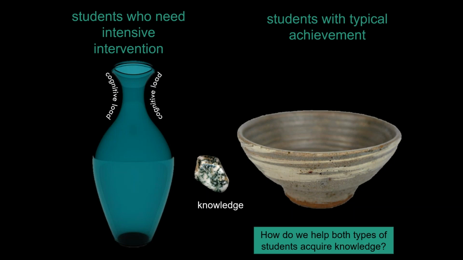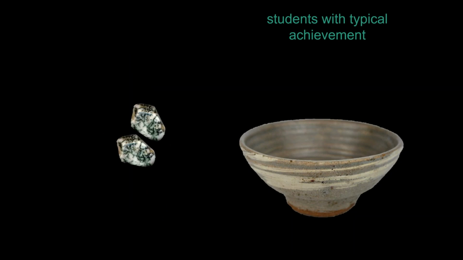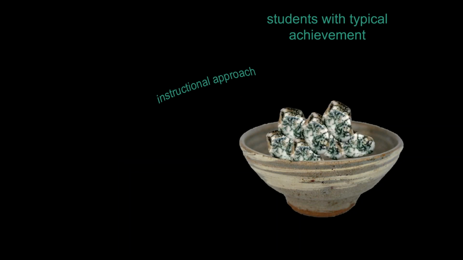And so the question then becomes, how do we help both of these students? In the case of students with typical achievement, we take some examples of these items of knowledge. The instructional approach often is to toss them toward the bowl. In other words, to design an instructional experience where students get to experience things in their own way. They get to think about it in lots of ways. They have lots of ways into the content. And if you do it that way for those students, it ends up that they have lots of stones in the bowl, as I said.